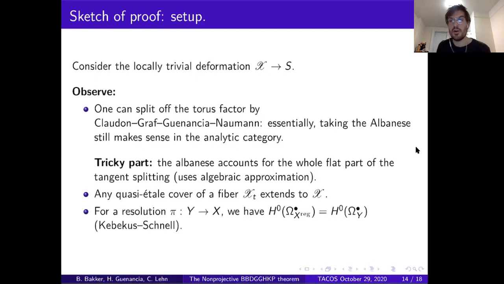And third, we're going to need this result of Kebekus-Schnell that I already quoted, namely that if X has rational singularities, which is true in this case, and we take a resolution of X by, say, Y, then the holomorphic forms on the regular part of X are computed by the global forms upstairs on the resolution Y.